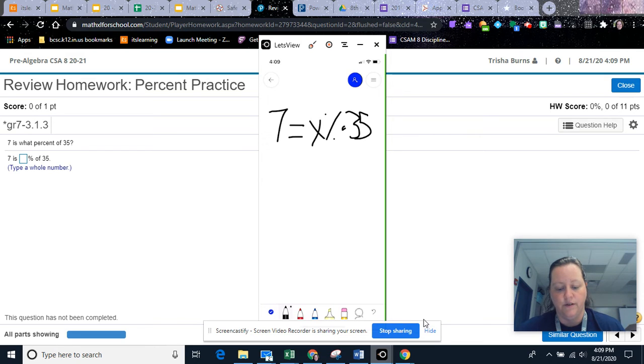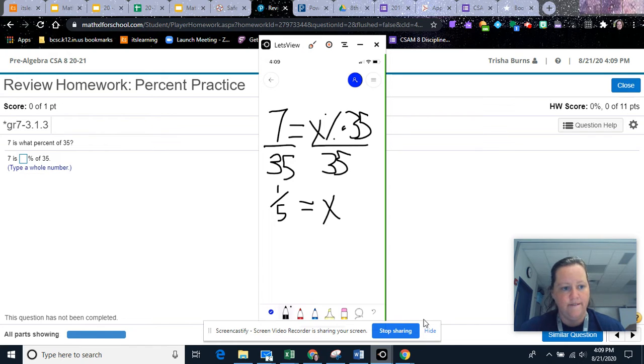So then, since this is times, to solve the equation you would divide both sides by 35. And so then X equals, when you simplify this as a fraction, 1/5, and then 1/5 is 0.2. When you divide 1 by 5, you'll get 0.2. And then don't forget about this percent sign. In order to take a decimal and change it to a percent, you move it 2 places to the right, so it becomes 20%.